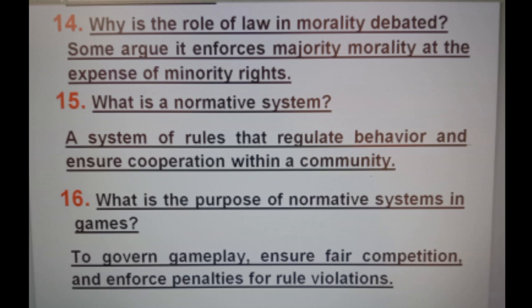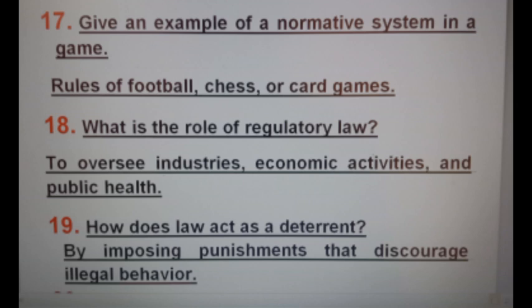What is the purpose of normative systems in games? To govern gameplay, ensure fair competition, and enforce penalties for rule violations. Give an example of a normative system in a game. Rules of football, chess, or card games.